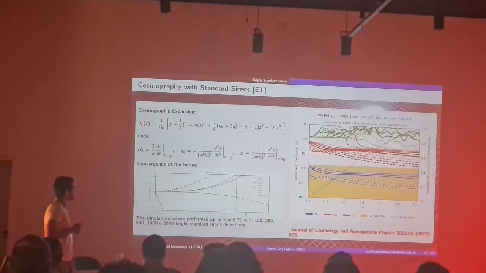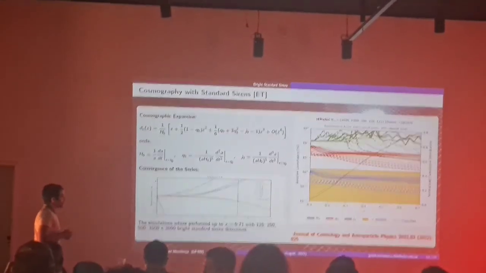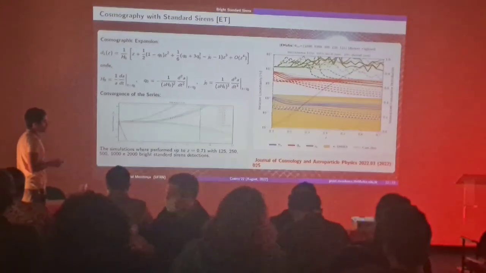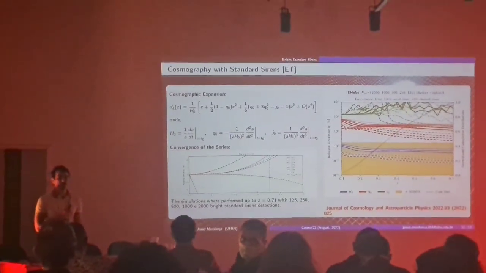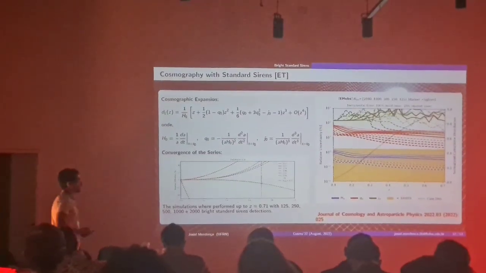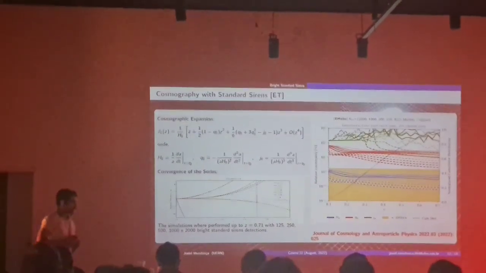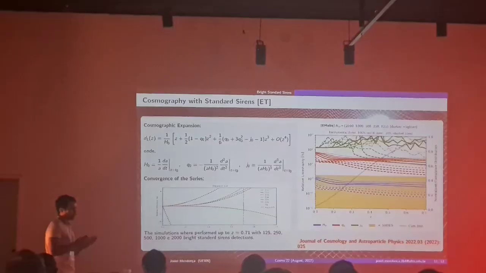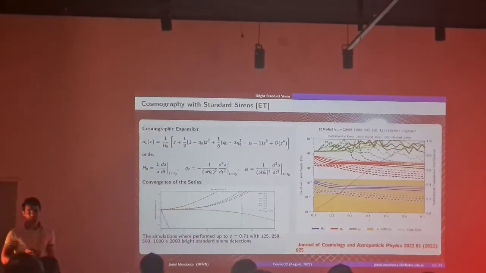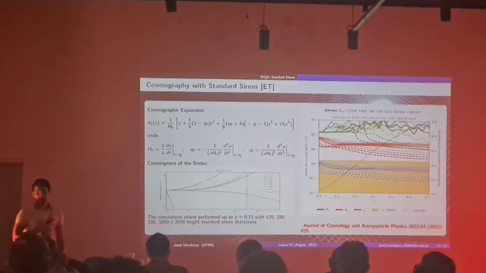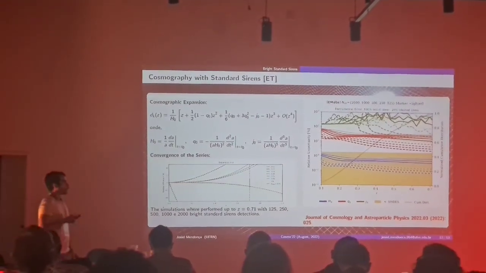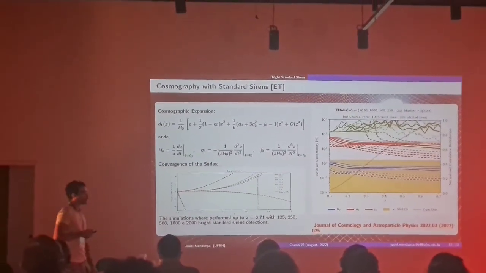Okay. And here I show another cosmological analysis with bright standard sirens. This is cosmography with bright standard sirens using the Einstein Telescope. Here I will compare the data of luminosity versus redshift of a binary neutron star with electromagnetic counterpart, and we will confront these results with cosmographic modeling of this relationship.